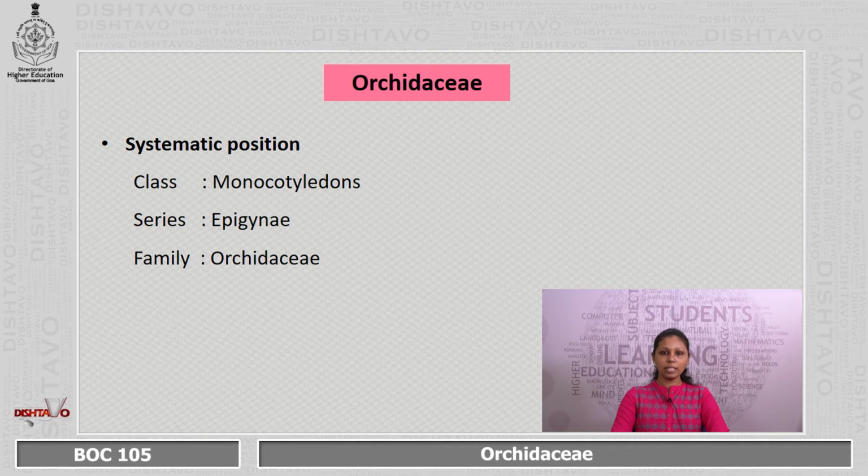Orchidaceae is also called the orchid family. Let us look at the systematic position. It belongs to class Monocotyledons since it has a single cotyledon and shows parallel venation. Series is Epigynae, that is ovary is inferior. Family is Orchidaceae.